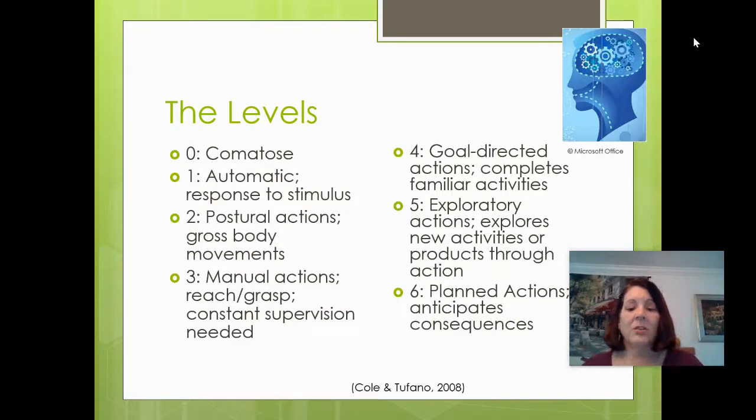Here are the levels in just very general terms. These are also in your Colon Tufano textbook. And they go from 0, which is comatose, to 6 being able to plan and anticipate actions and consequences. So a person who can perform at a 6 does not mean that they're a genius. It means that they're a functioning individual. So this would be just about anybody who is walking around without a cognitive deficit. But it doesn't necessarily mean that they're completely at the capacity that they used to be at. It just means that they're able to perform at that functional level.